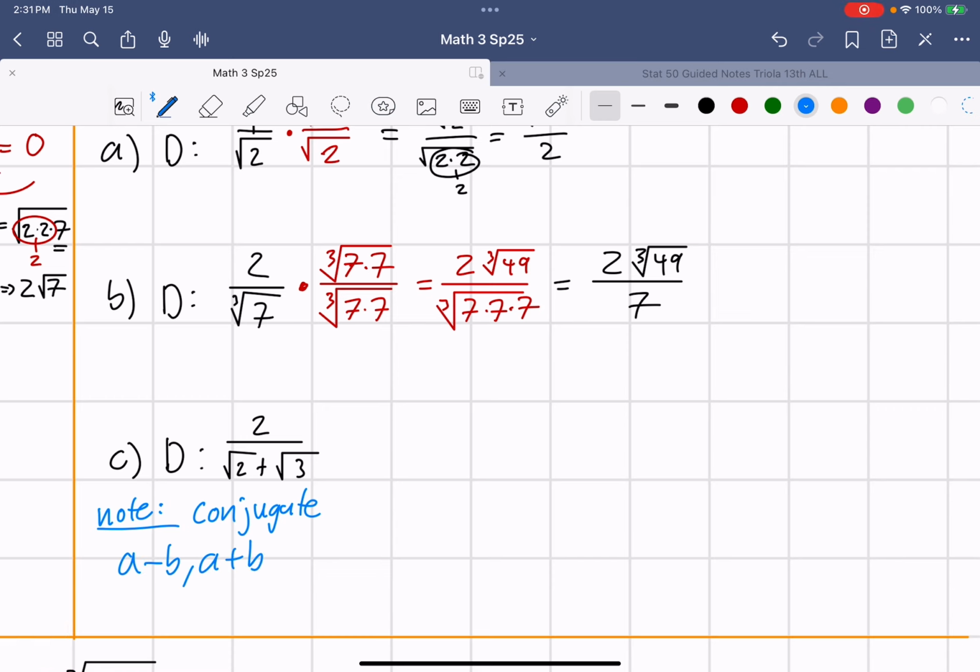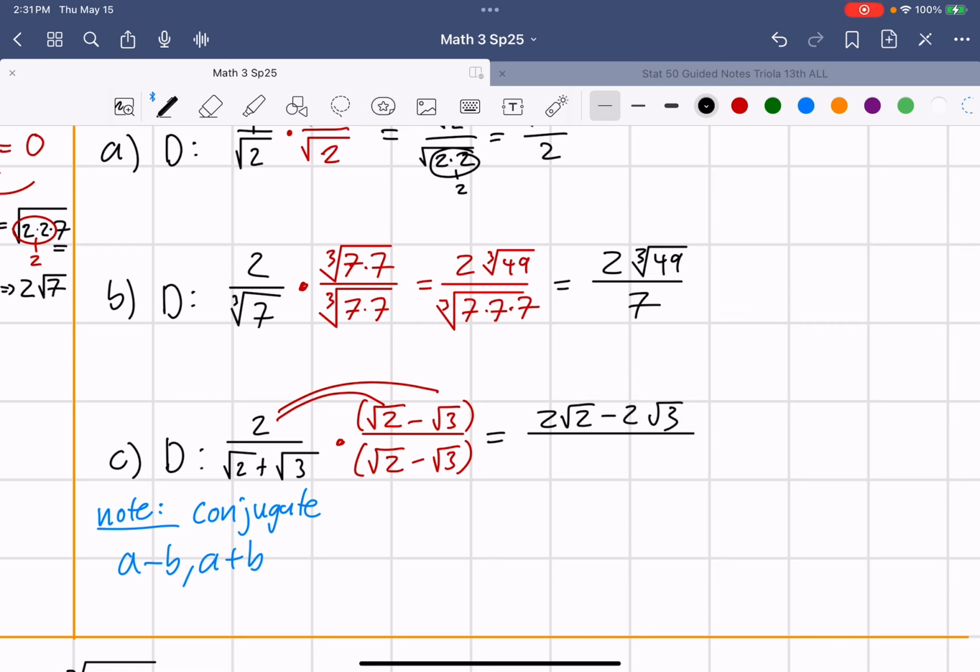This is a conjugate. A minus B and A plus B are conjugates of each other. So I'm going to use the conjugate of this denominator, square root of 2 minus square root of 3. But once again, it has to be multiplying by 1. So I'm going to do the exact same thing to the numerator. This 2 is going to distribute. That's going to be 2 square root of 2 minus 2 square root of 3.